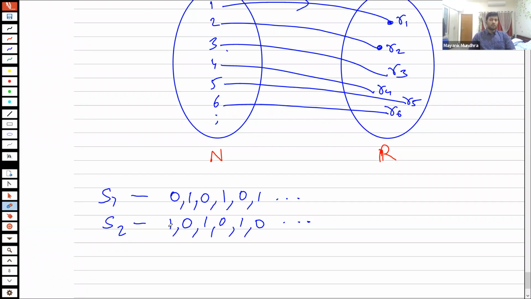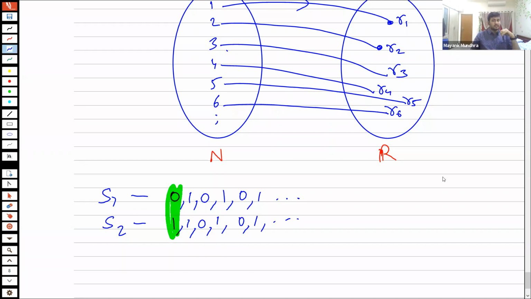In fact, we can go one step forward and say that, let's say, sequence 2 is 1, 1, 0, 1, 0, 1, and after this it is all the same. So the only difference occurring is in the first character. The first element is the only one which is different. And even in this case, the two sequences are different.